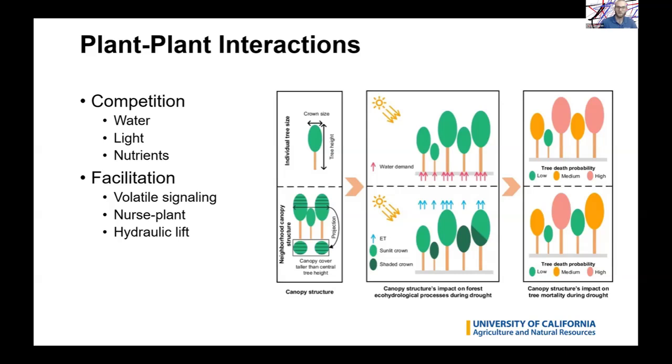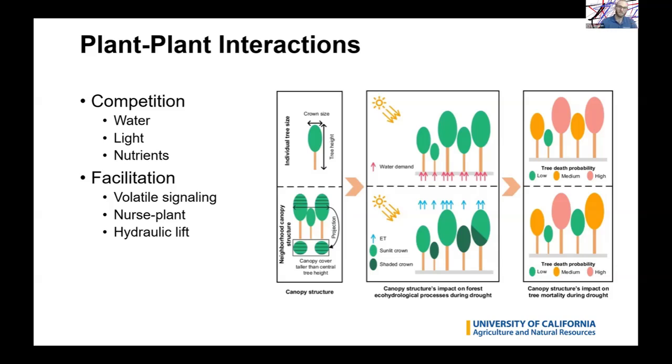But trees can actually also help each other under stressful conditions such as drought. So you have what we call a nurse plant. These bigger trees actually provide shading to smaller trees, and help cool that tree off and reduce its transpiration. So those smaller trees can actually survive a little bit better under these stressful conditions.